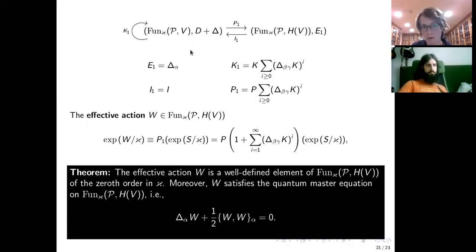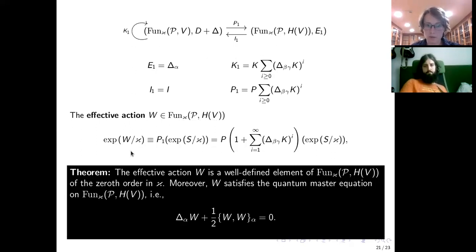The quantum homotopy algebra on the vector space V was encoded by some element S, some action, and on the cohomology it should be encoded by some other element. We call it the effective action. The effective action will be an element of these formal functions, given by the projection of the exponential of the original action, multiplied by kappa, with this relation.